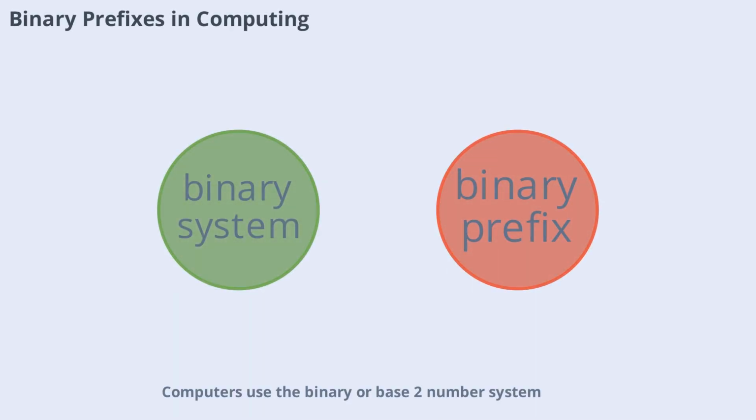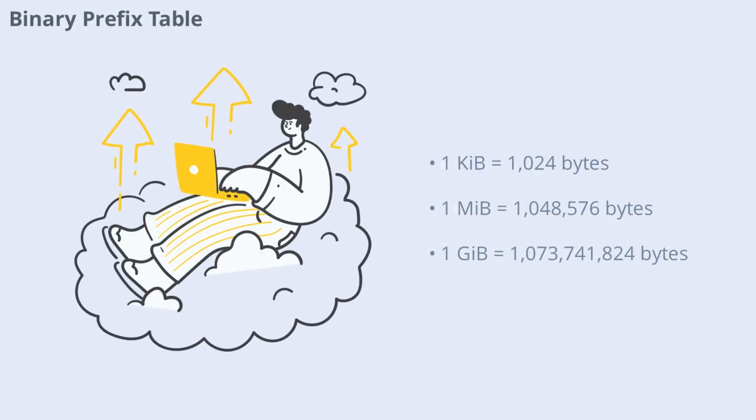Computers use the binary or base 2 number system. This means that the denary system, while convenient, isn't technically accurate for describing computer storage. To be precise, we use binary prefixes, which are based on powers of 2. These prefixes help us express data sizes in a way that matches how computers actually store and process information. Let's look at the binary prefixes.